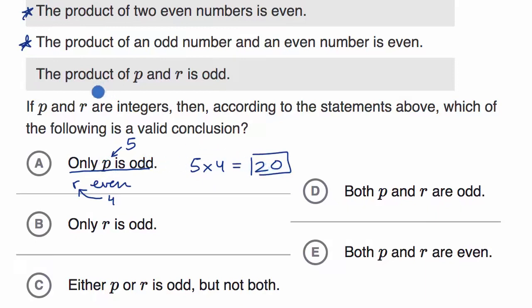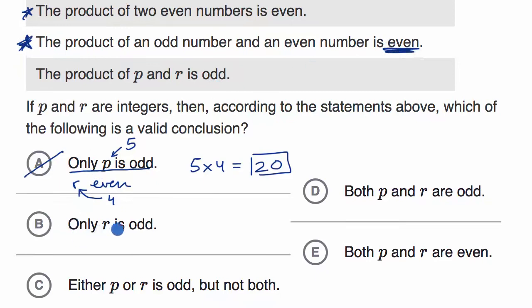But they say that the product of p and r is odd. So this cannot be true because here the product is even. So we can rule that out. And another way to think about it, only p is odd means that you have the product of an even and an odd, because then r would have to be even. Well, that's the second case over here, and they tell us that your product is going to be even. We're in a situation where the product is odd, so once again we would rule that out.